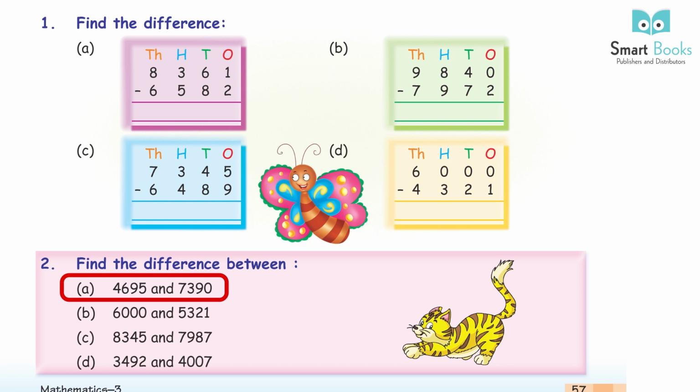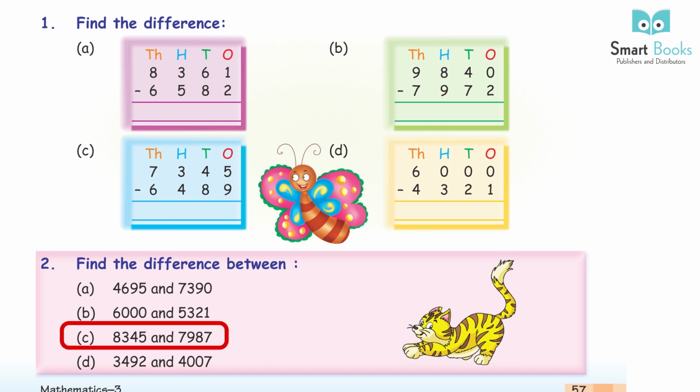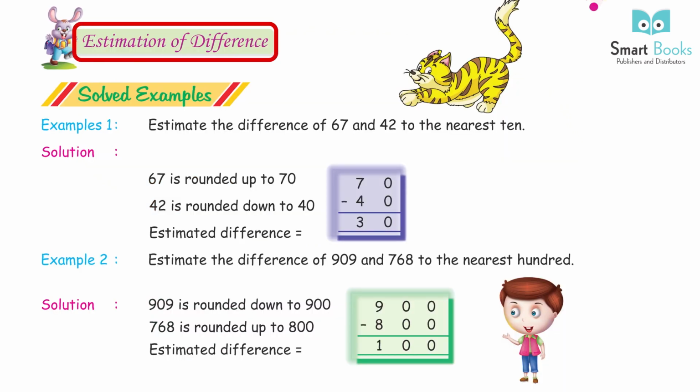Question 2. Find the difference between A. 4695 and 7390. Answer 2695. B. 6000 and 5321. Answer 679. C. 8345 and 7987. Answer 358. D. 3492 and 4007. 515.